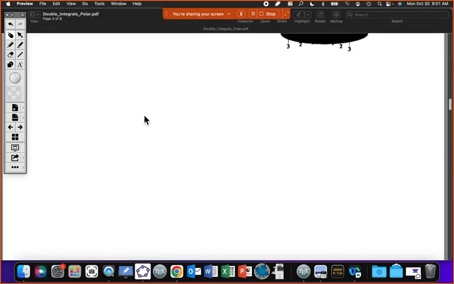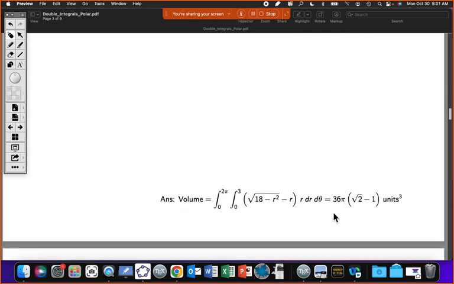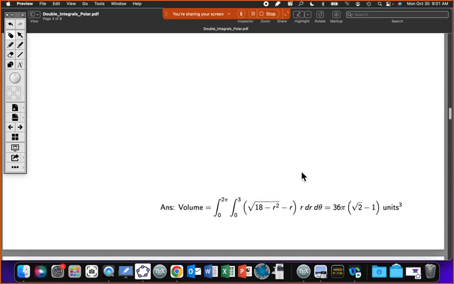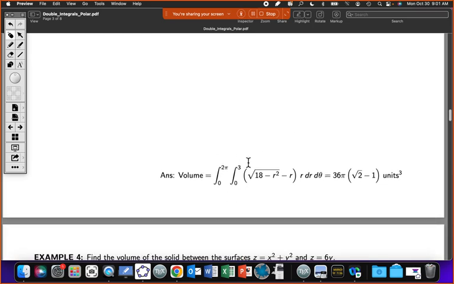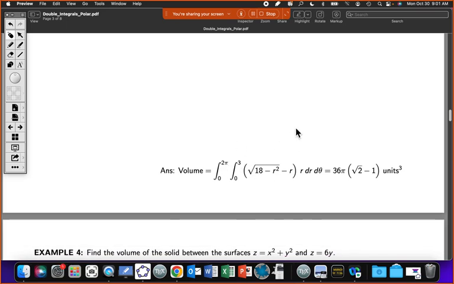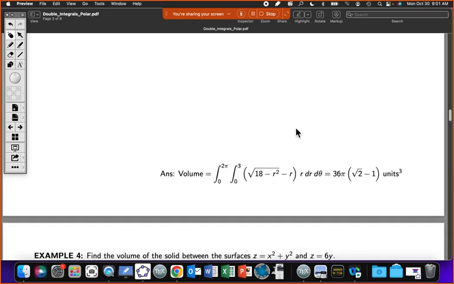Anyhow, you go through all that. You're going to get this 36 pi root 2 minus 1 cubic units. Okay, so you can check that going through your machinations. And remember, Desmos will do double integrals. We demonstrated that last week. So as you're working through your take-home, on the first page on your take-home, you got those 3 different double integrals. You can verify that at least they work out to the same number on Desmos.